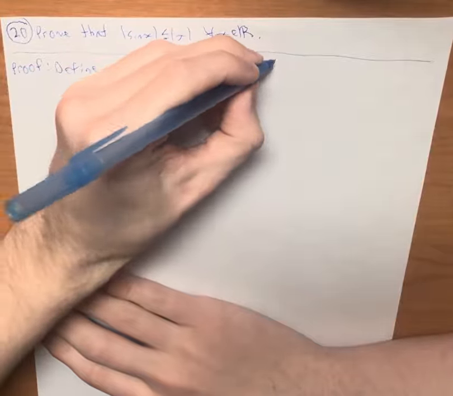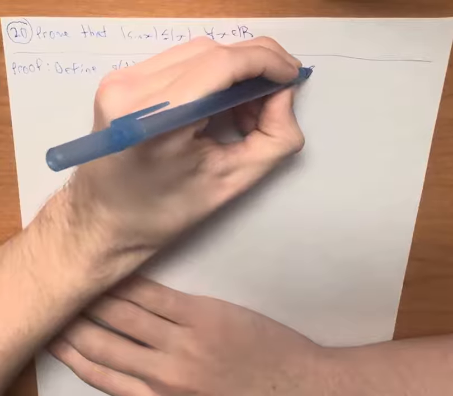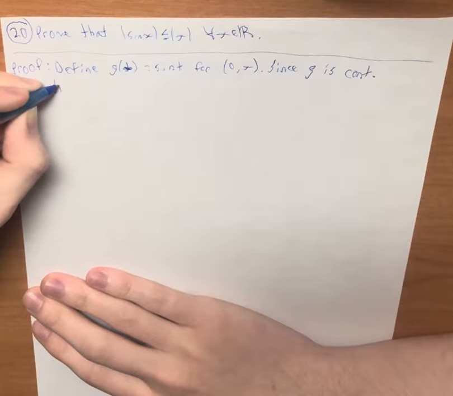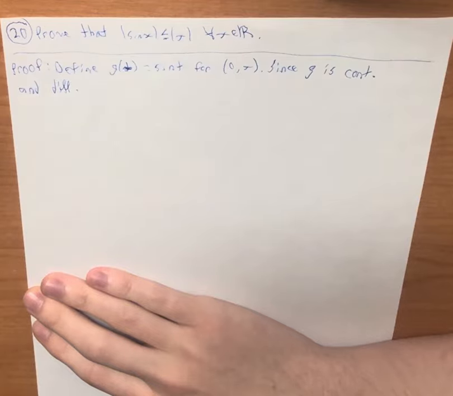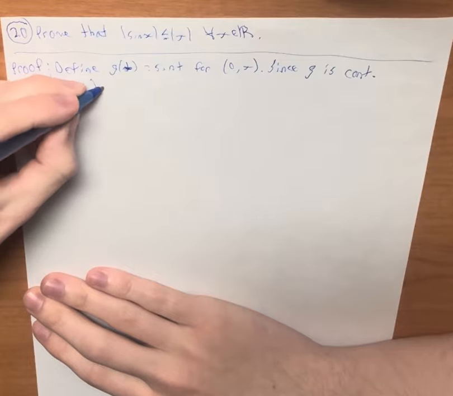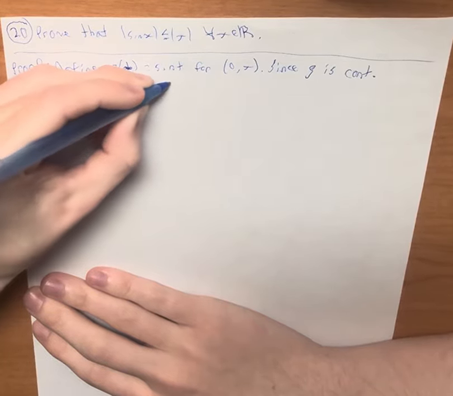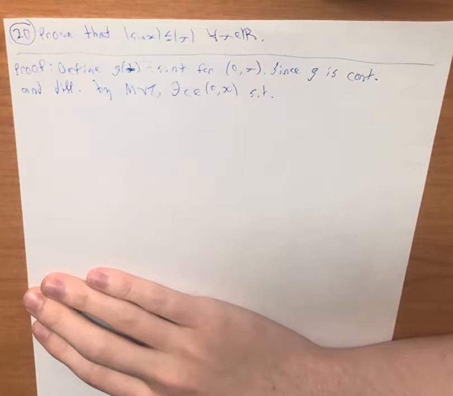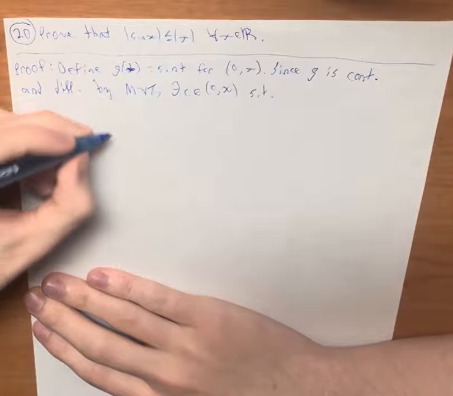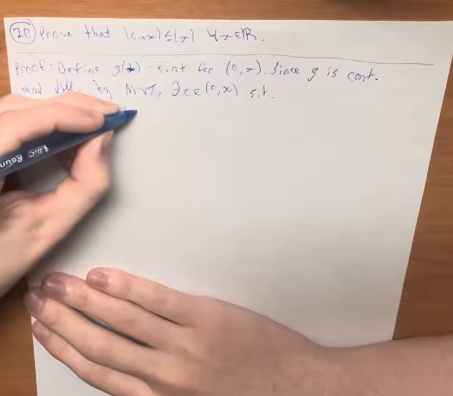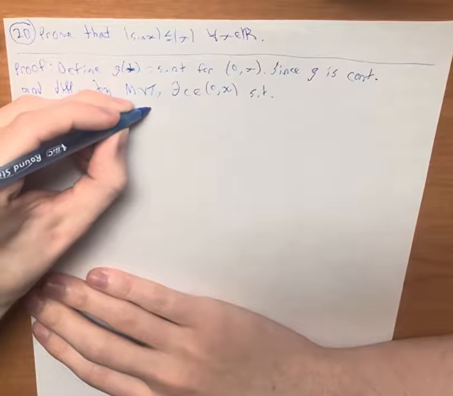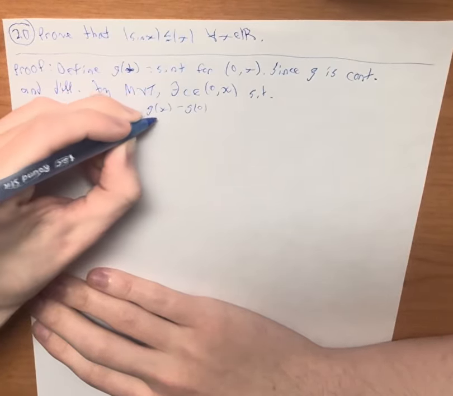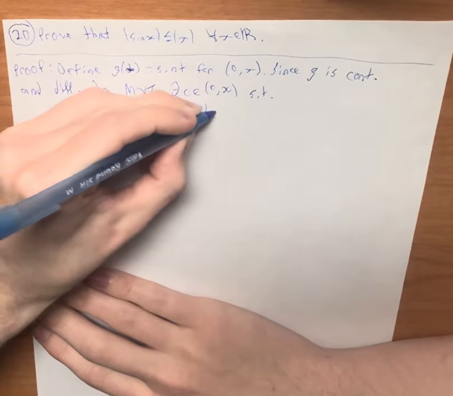I'll state that. Since g is continuous and differentiable on my interval, we can say by the mean value theorem, there exists a c between 0 and x such that g prime of c is equal to g of x minus g of 0 divided by x minus 0.